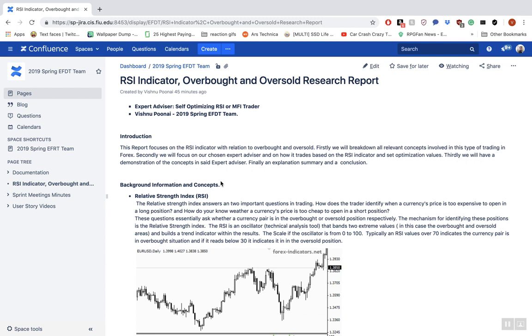And then we will demonstrate these concepts in Expert Advisor, which is our advisor that we've chosen in previous videos that we previously did the code review on, the self-optimizing RSI or MFI trader. And then finally, we will just have a quick summary and a conclusion on basically what this is, how it works, and how it can go ahead to benefit traders.